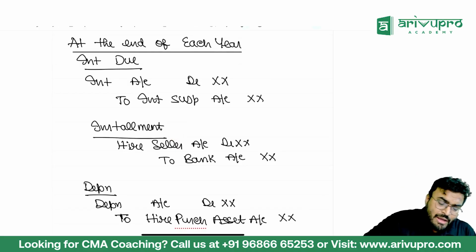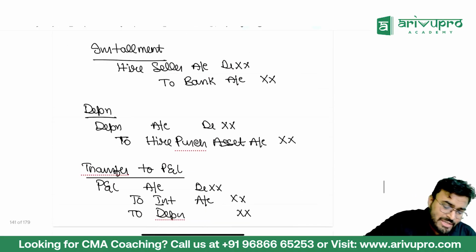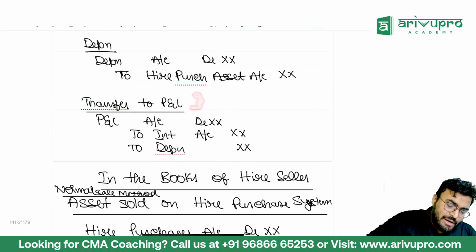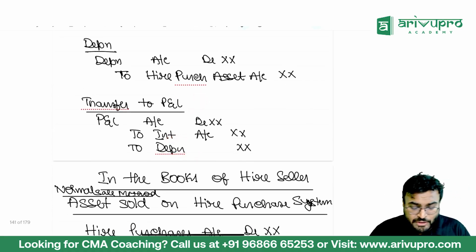Installment you are going to pay: hire seller account debited to bank. Depreciation entry same: depreciation account debited to hire purchase asset account. Transfer to P&L: interest and depreciation both are transferred to P&L.